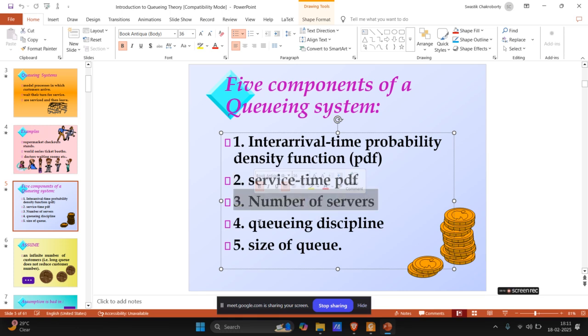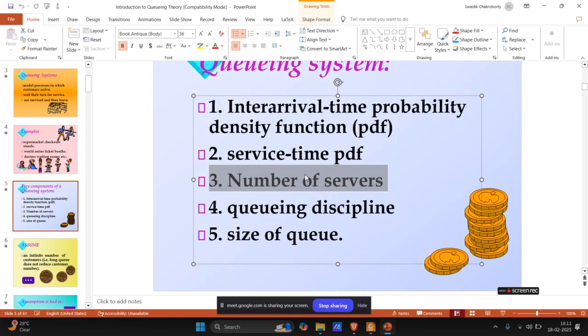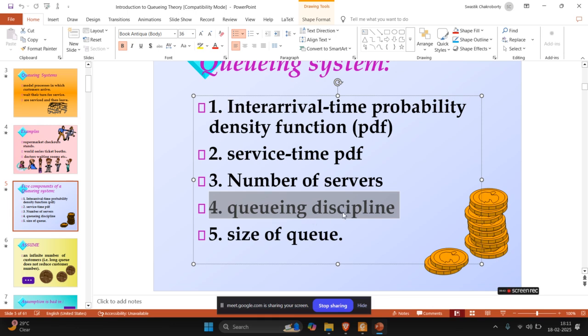Then there is the number of servers. The number of servers is basically the number of places in which the packets get processed. So if there are 10 servers, 10 packets can get processed at a time. But if there is only one server, then only one packet can get processed at a time. Next is queuing discipline. Queuing discipline means the principle of how the queue is managed, the algorithm by which the queue is managed.